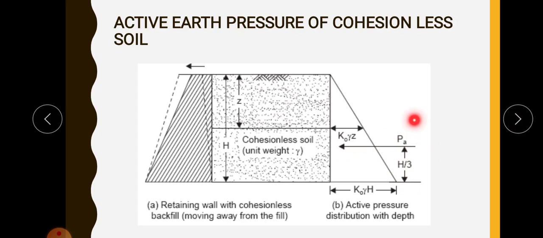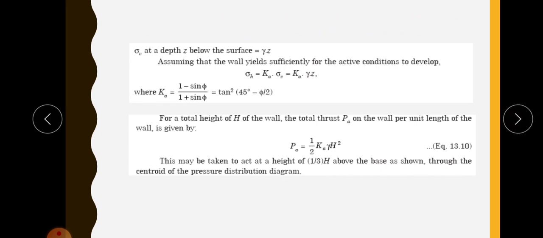And for calculating this Pa, we are taking the area of this triangle. So that is half into Ka gamma H into H, that is half Ka gamma H square. This is the same as what you have studied in the at rest condition. The only difference is there it is K naught, here it is Ka. Just changing that constant only. Okay. So this is the first case, that is for cohesionless soil without water table and without any surcharge.